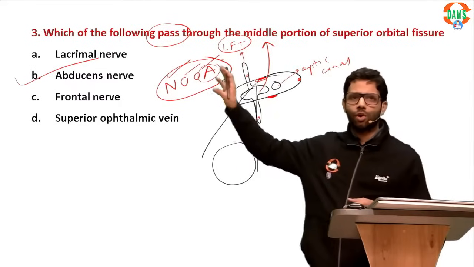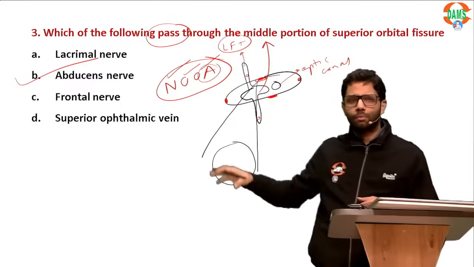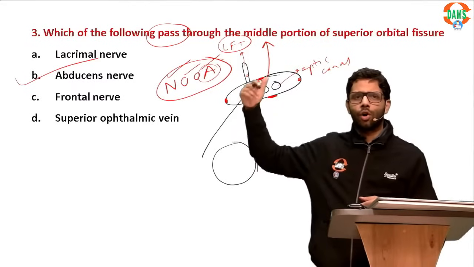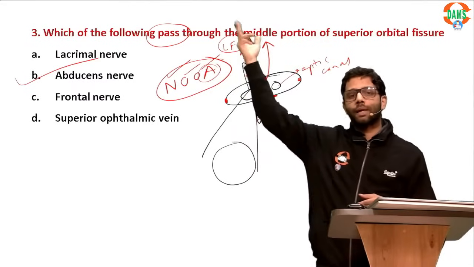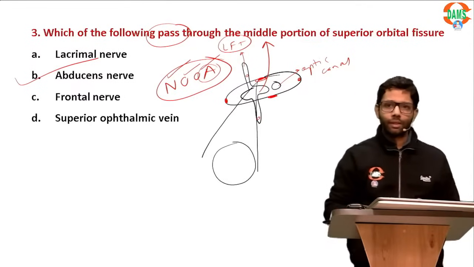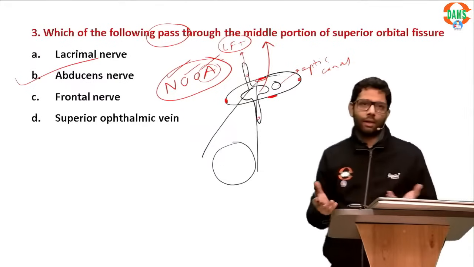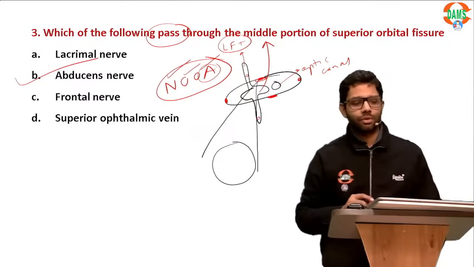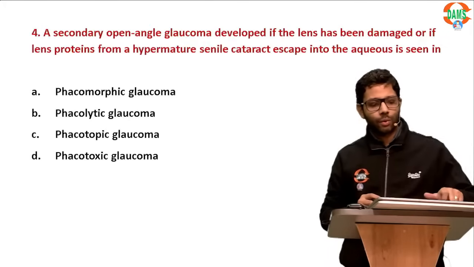If there is an apex of the orbit, there is a pushing of the orbit, proptosis, SOF syndrome, orbit apex syndrome, and if it goes behind, that is cavernous sinus syndrome. Multiple cranial nerve palsies can be there. So that also you should know. I can't discuss those. I have to discuss 15 questions first. So that's the third question.